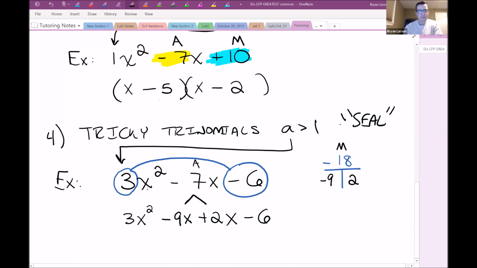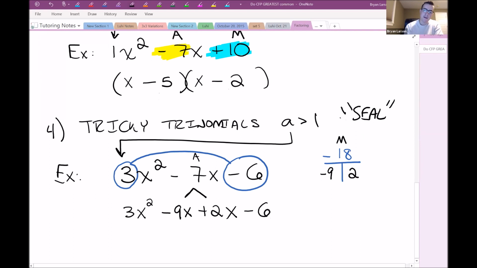And then all we need to do is factor this by grouping. So probably should have talked about that first. But we're going to finish this by factoring by grouping. So what we do is we group the first two terms together. We group the second two terms together here. And we factor out a GCF.